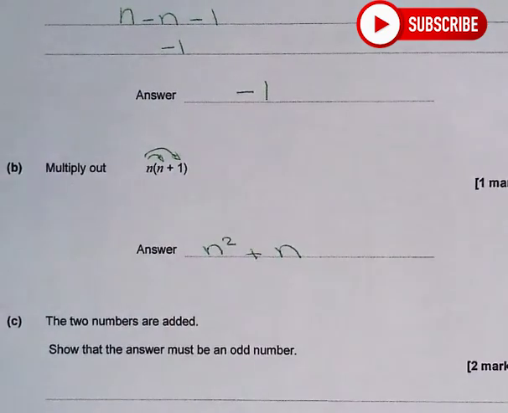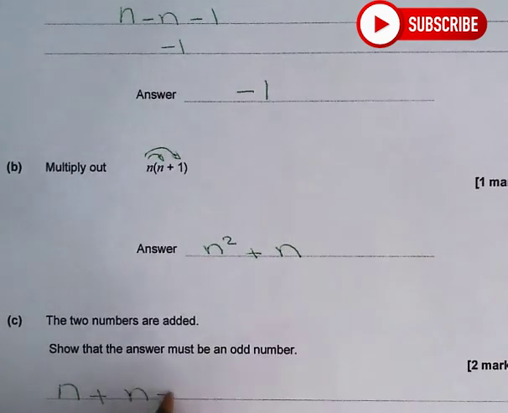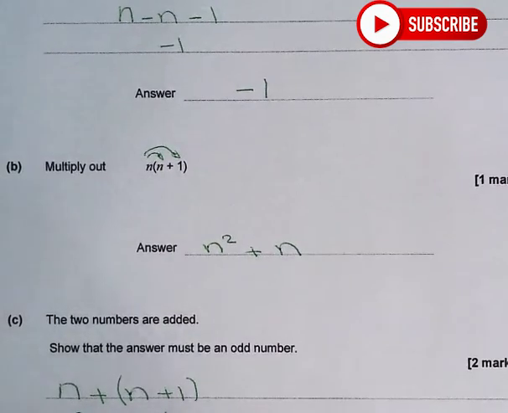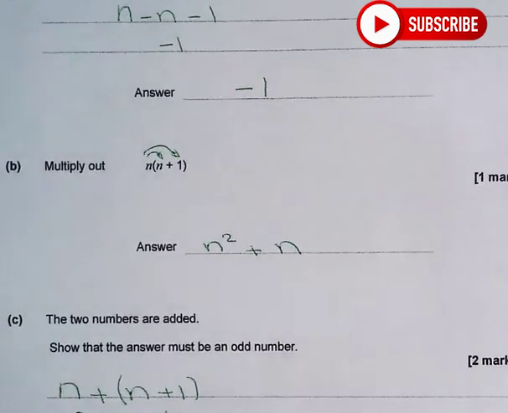On the third question, the two numbers are added, so the answer must be an odd number. When I add n plus n plus 1, this is going to be 2n plus 1. 2n is always even. 1 is odd. And even plus odd is always odd.